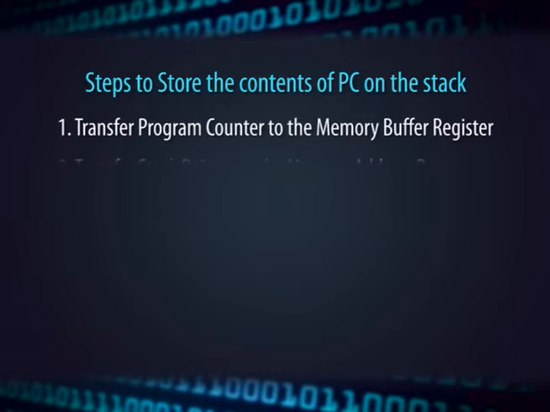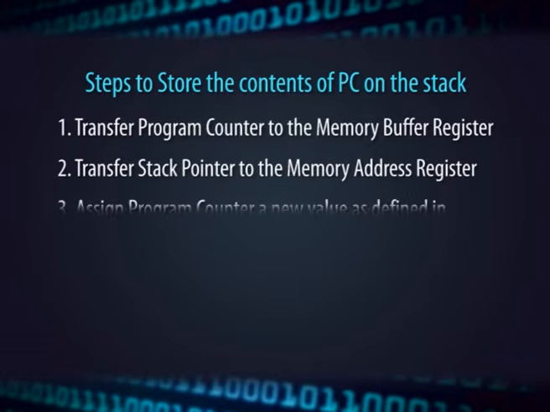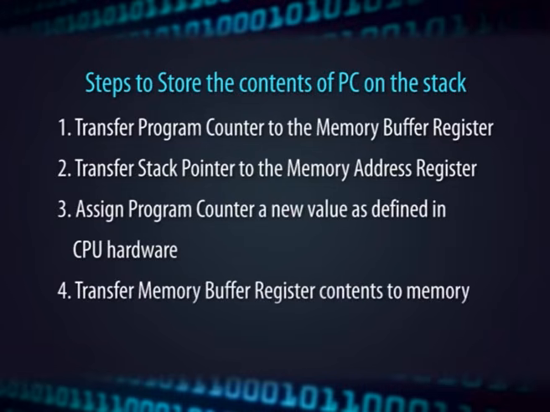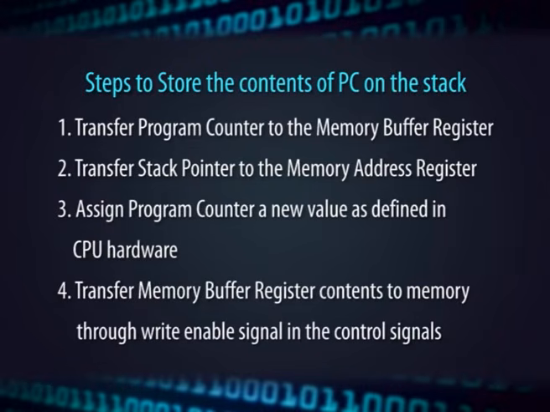The nature of the interrupt cycle varies from one machine to another. In general, in the first step, the contents of the program counter are stored on the stack through the following steps. Transfer the program counter to the memory buffer register. Next, transfer the stack pointer to the memory address register. Assign the program counter a new value as defined in the CPU hardware, and then transfer the MBR contents to memory through the write enable signal in the control signals, so that the program counter value can be saved on the stack.